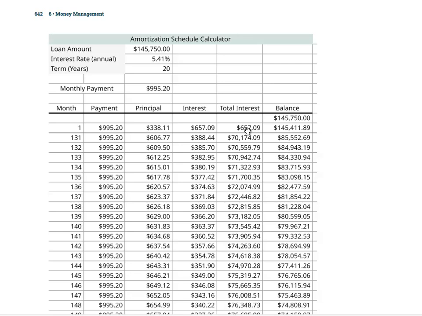And then this one here is what accumulates to the total interest. Of course, you wish that you had no interest, but hey, it's a loan. The bank is going to charge you interest.